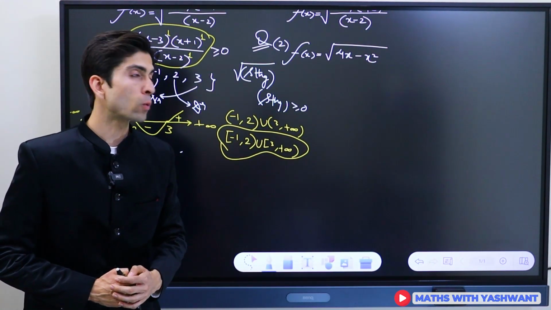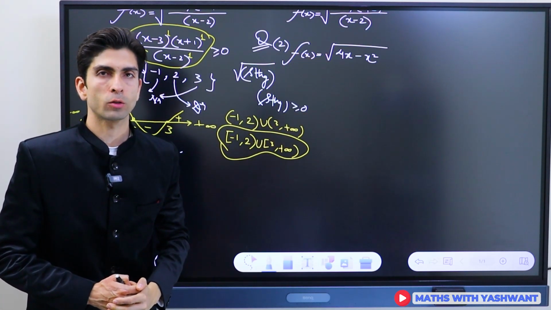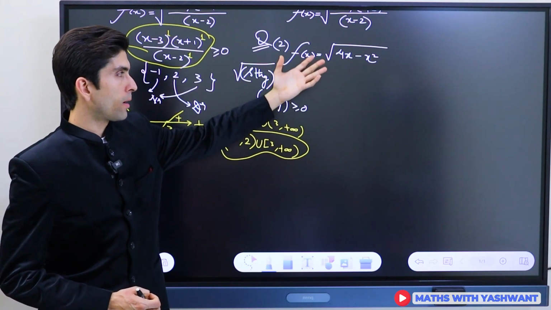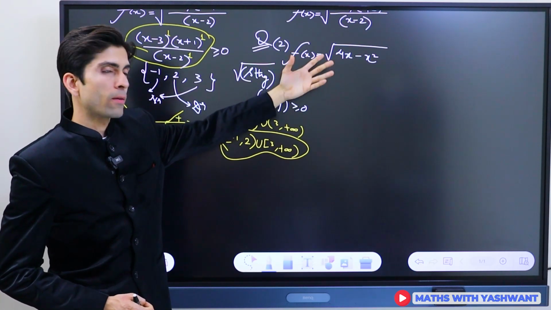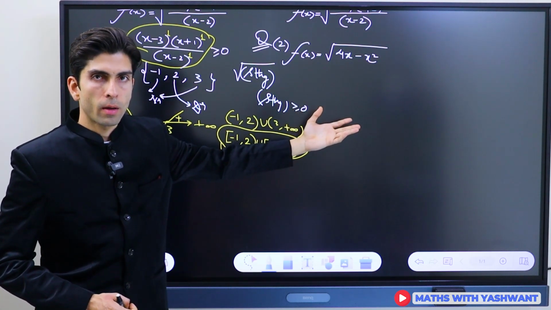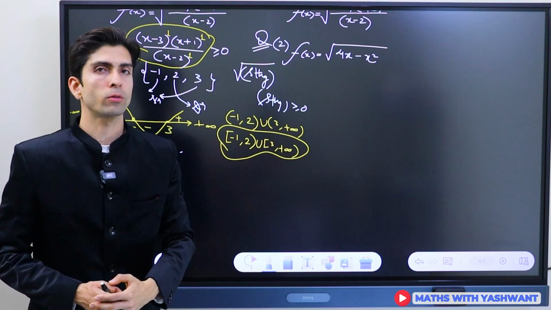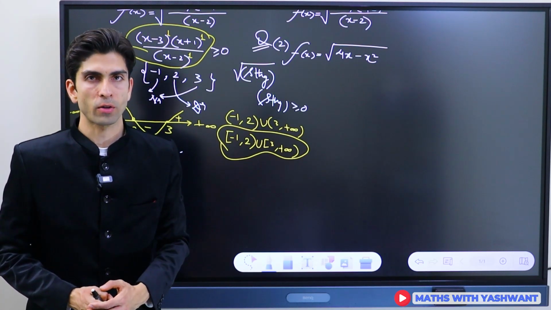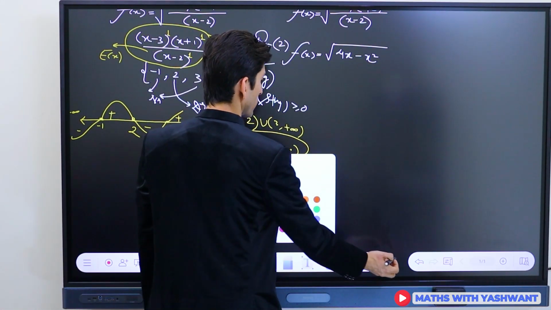Now let's solve the second question. The second question: we have f(x) is equal to square root of 4x minus x square, and again we have to find the domain. Now this is a square root function. So whenever we come across a square root function, we have to make sure that the expression written inside the square root sign has to be either positive or 0 if we want the function expression to be defined.